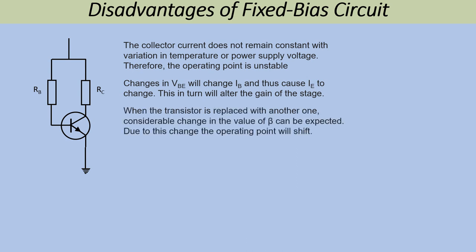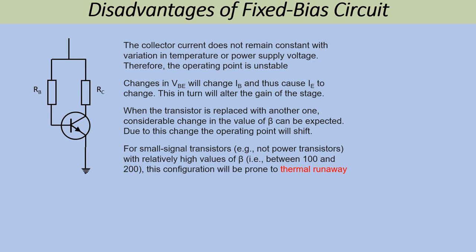If you want to replace this transistor with another one, even if it's the same number provided by the same manufacturer, the values of beta vary a lot. So just by plugging in a new transistor, you're going to change your operating point quite a bit. Again, it's not very stable as a circuit. And for small signals, not power transistors, with relatively high values of beta, this configuration is prone to a thing called thermal runaway, which we'll talk about in future lectures.